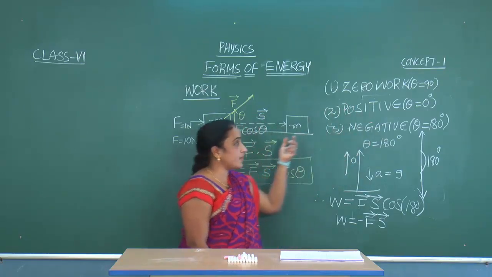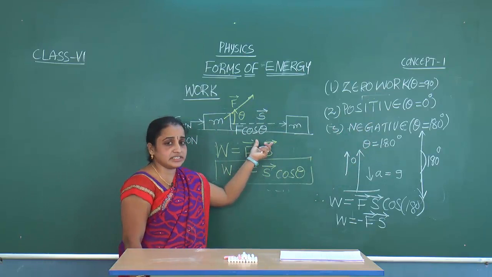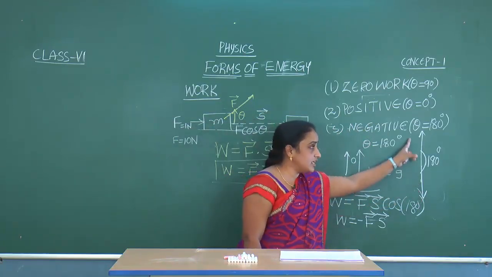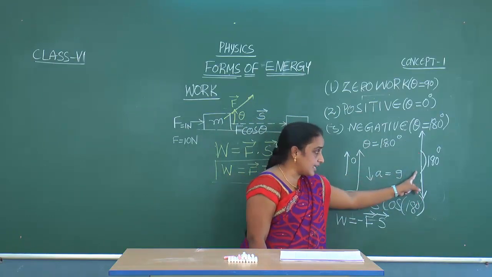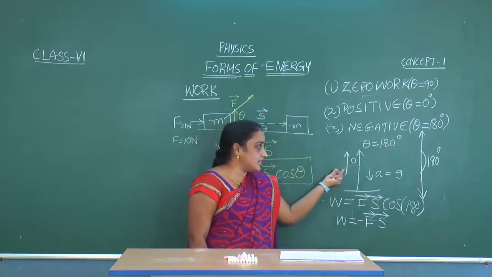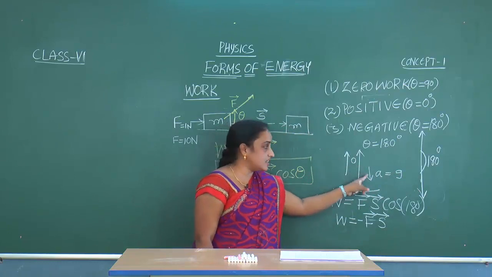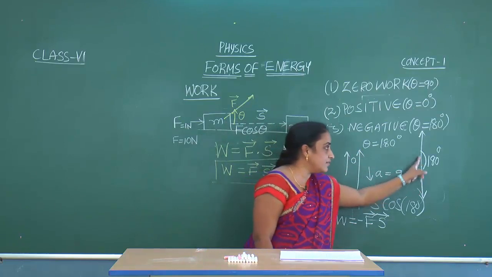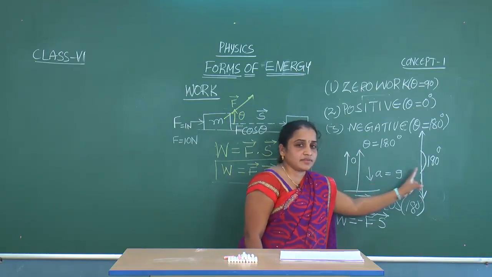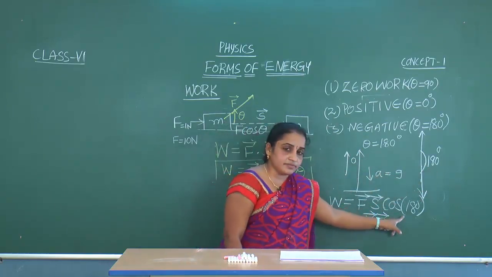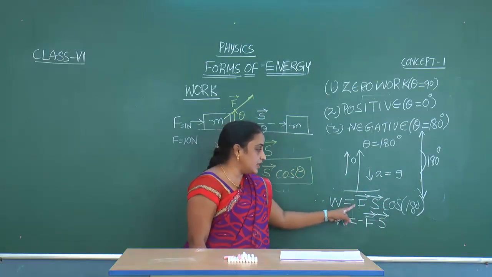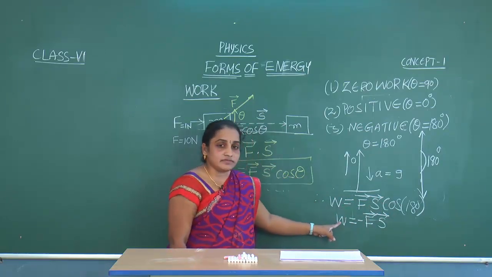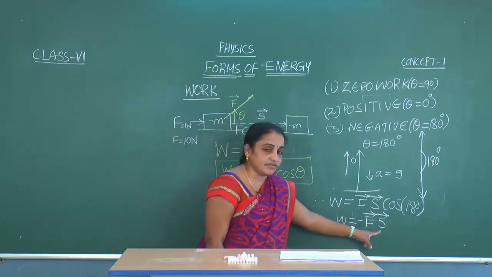Positive work done we have seen in this case. Negative work done in the case of a vertically projected object. Angle between displacement of the object and acceleration due to gravity, downward direction, so the angle between them is 180. When the angle between them is 180, W is equal to F bar dot S bar cos 180. That is, work done is equal to minus Fs.